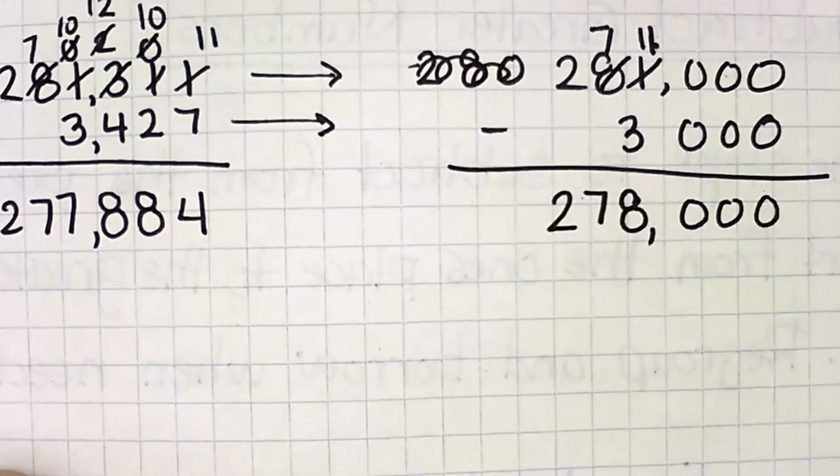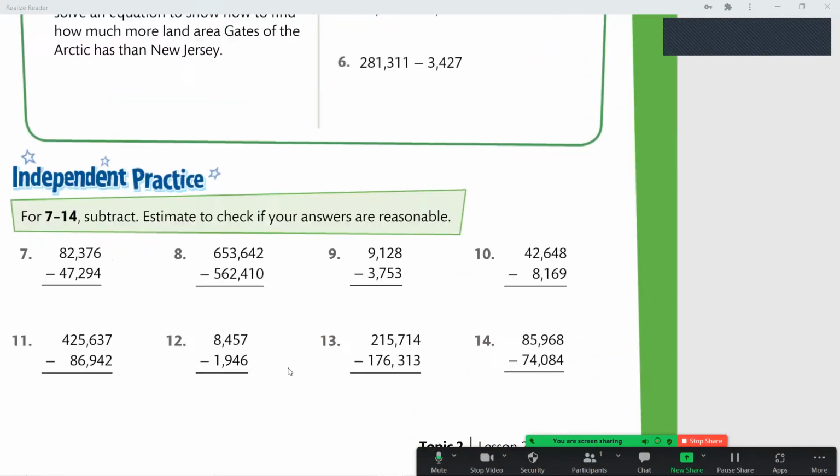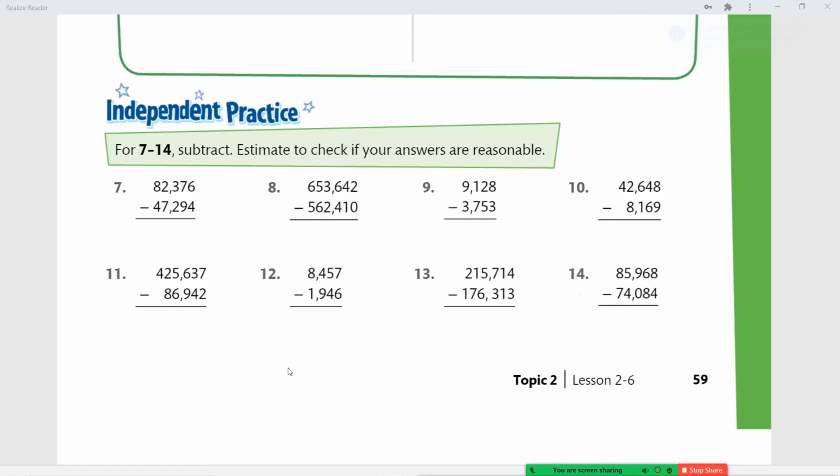Please make sure you complete all of your questions, even the ones at the bottom of the page here. So make sure you're completing the questions at the bottom of page 59 before you move on to page 60, because you do have 8 questions right here that you need to solve. Remember to regroup and write neatly so that you can check all your answers.